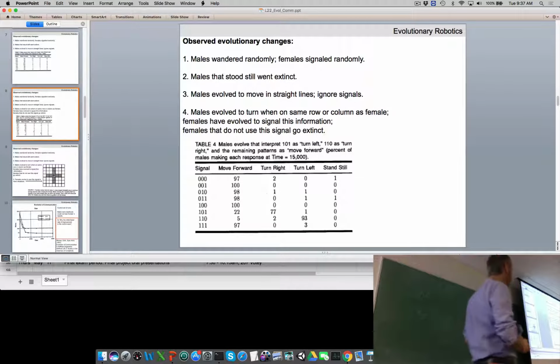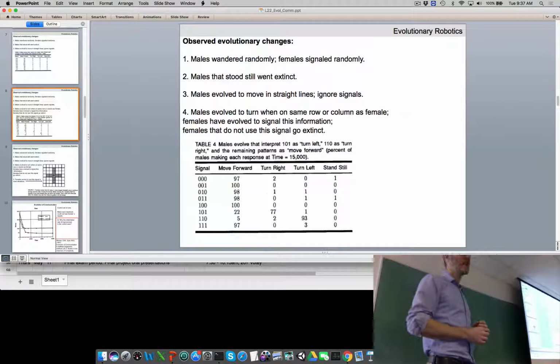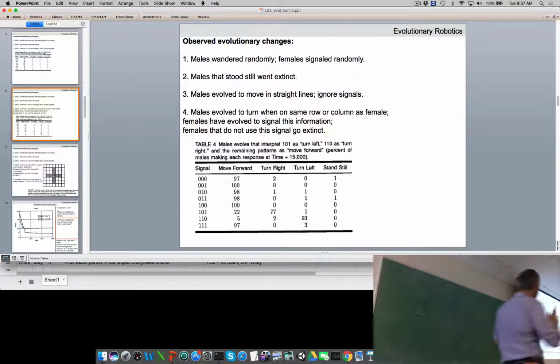What does 101 mean now? On your left. It means on your left, right? Or at least turn left. Okay, so in this case here, the females are also evolving a signaling strategy. They're not always emitting the same signal. If a female always emitted 101, what would happen to the males that entered her signaling territory? They get stuck, right? They just keep turning left, right?